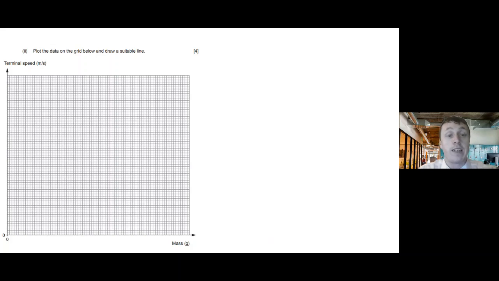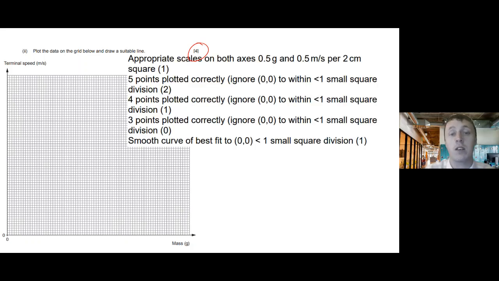So the final thing is, let's have a look at a good graph, and actually let's look at it from the eyes of the examiner. So here there is no graph plotted. We're going to look at what the examiner would be searching for to give those 4 marks. So this is what we'd see in the mark scheme.